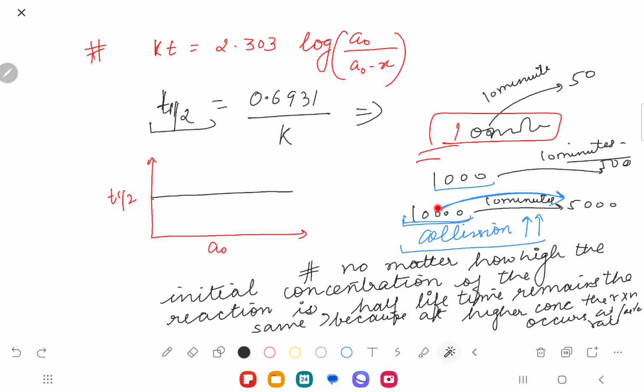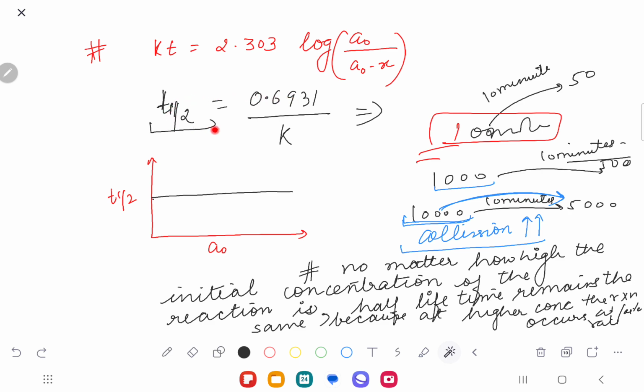So here you understand, in 10 minutes, 5,000 molecules have to be consumed. And when the initial reactants were 100, in the same 10 minutes, 50 molecules have to be consumed. So don't you think that here they have the leverage of moving slowly, and still in 10 minutes they have to cover just 50 molecules. So per minute, they can cover 5 molecules. But here, when they have to consume 5,000 molecules in 10 minutes, per minute they have to cover 500 reacted molecules. So here the collisions are more, the speed of reaction is more, so as to keep the half-life time the same.